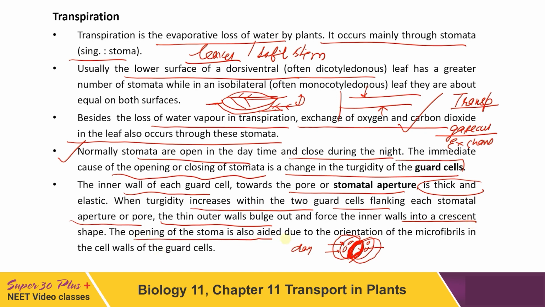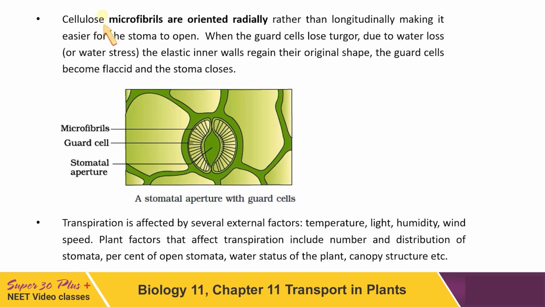Opening of the stomata is also due to the orientation of microfibrils. These microfibrils in guard cells are radially arranged, and remember that they will help in the opening of stomata. Cellulose microfibrils are radially oriented in the guard cells.